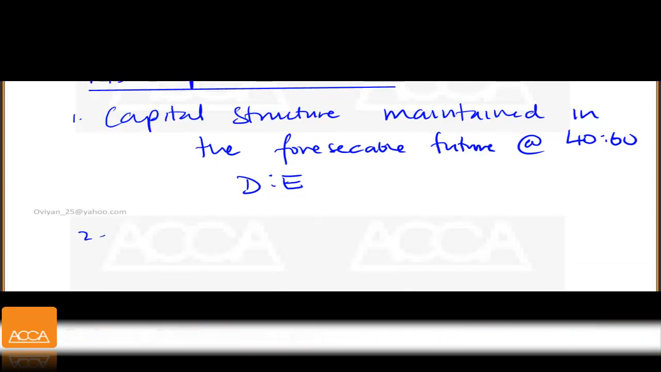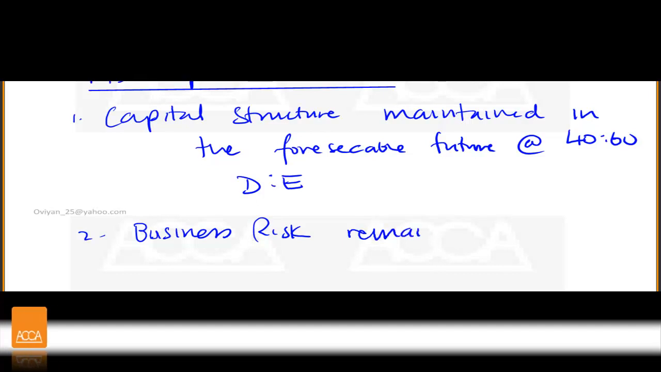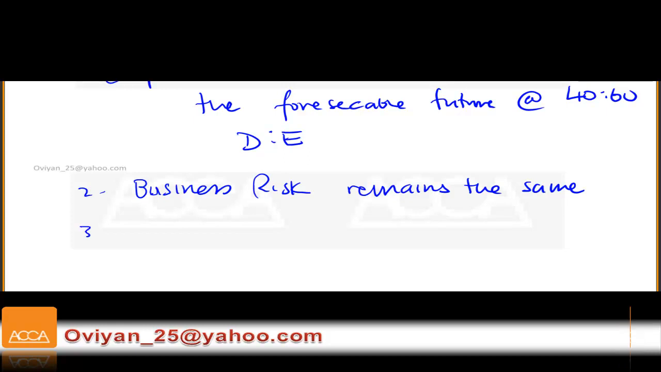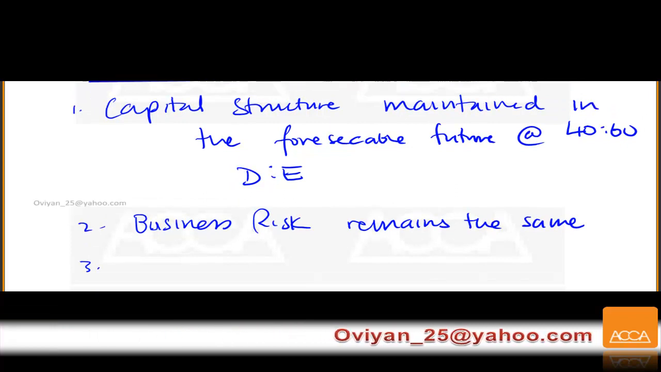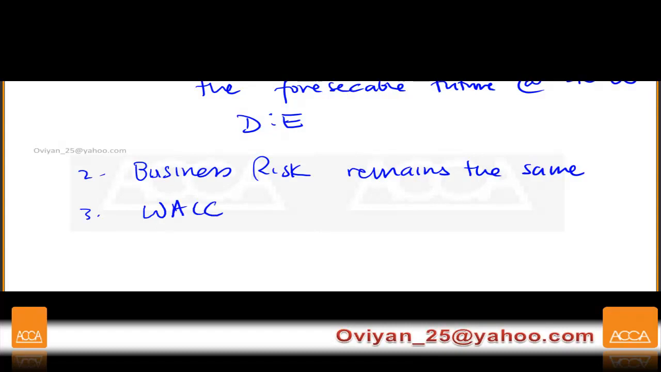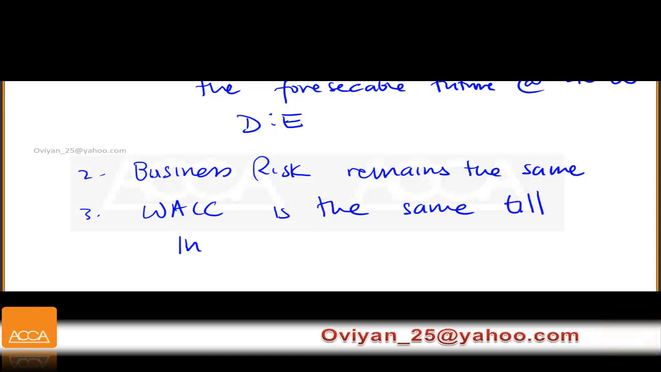We're going to make some assumptions. We're going to assume that the business risk remains the same. If my financial risk is the same and my business risk is the same, in note number 1 and note number 2 assumptions, I'm going to say my WACC is going to be the same, the same till infinity.